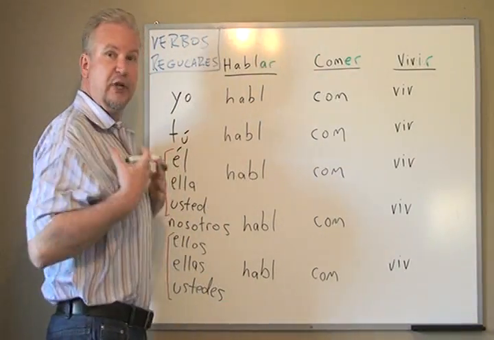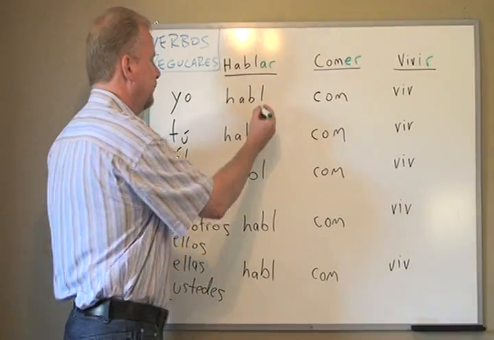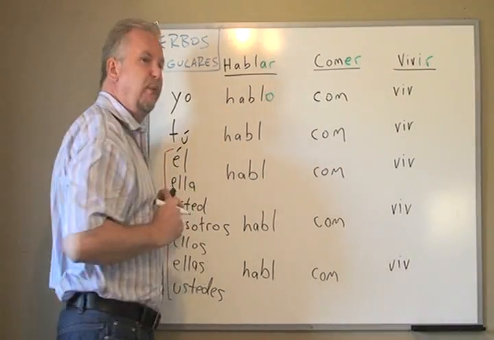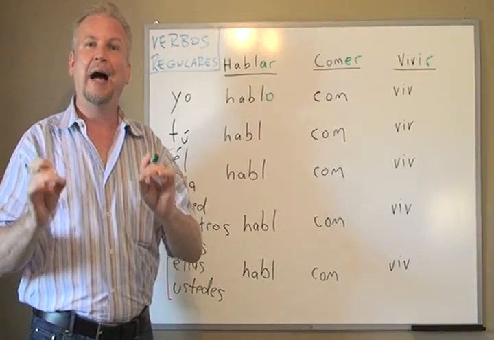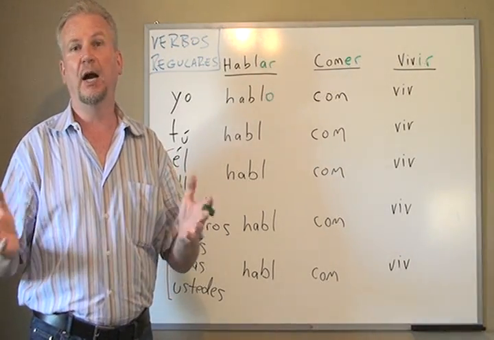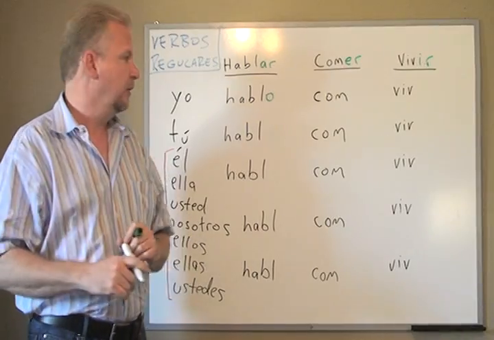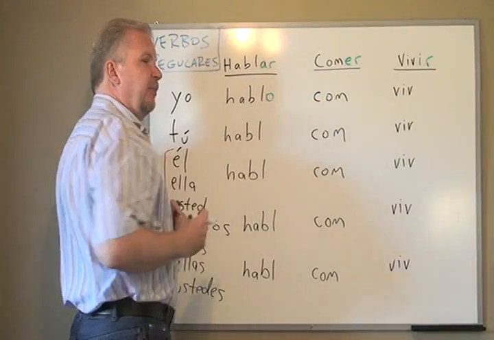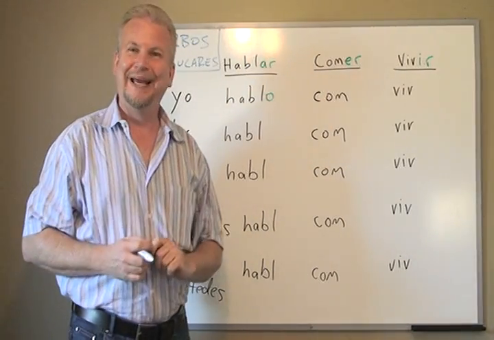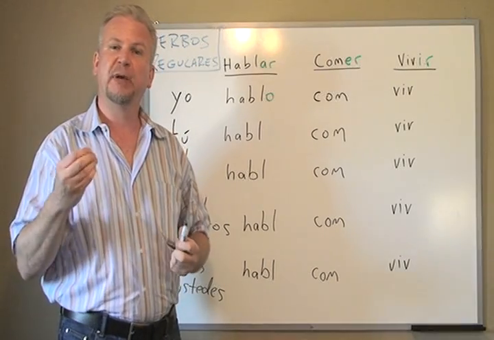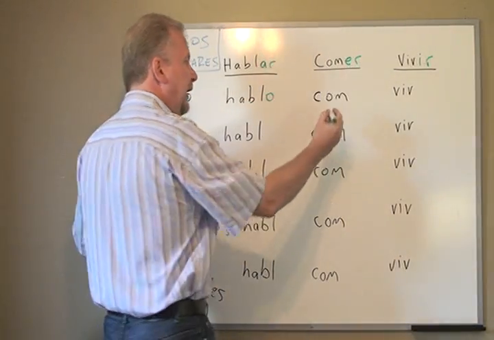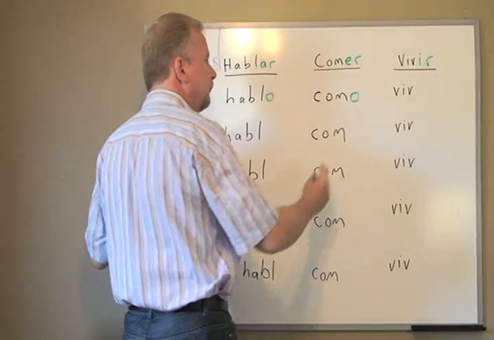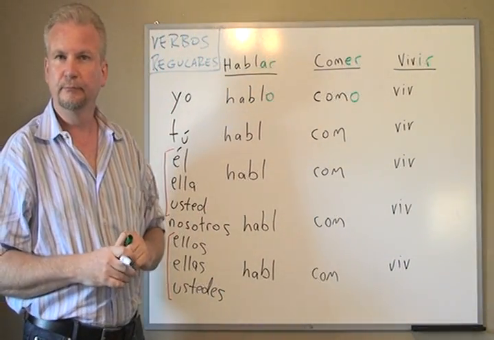When we talk about myself, yo, the verb always ends with o. Yo hablo. I speak. The second verb is comer. Comer is the Spanish verb to eat. Very important. I eat, yo como.